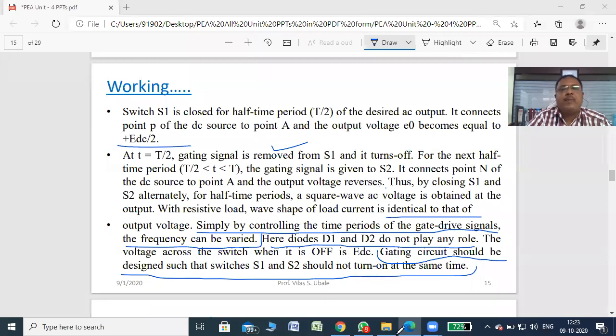If you are having any question, you can ask it in the chat box. You can unmute yourself and ask me. I may not have muted the students, so you can unmute by yourself and ask me any question. If it is not possible to unmute yourself, you can directly write the question in the chat box so that I can read it. If you have any question regarding this, you can ask me.